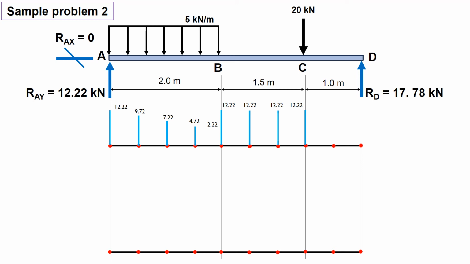Then for CD, ito naman yung values ng shear. So after plotting the ordinates, so you connect these points. So from left to right then, the same way na ginawa natin sa unang problem. Okay?